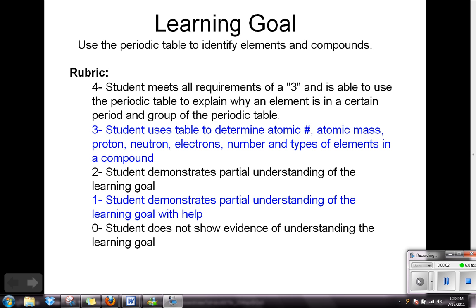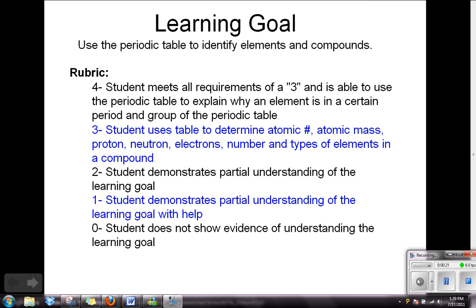Alright, let's go. The learning goal: use the periodic table to identify elements and compounds. If you are at a level 3, you are able to use the table to determine the atomic number, the atomic mass, the protons, the neutrons, the electrons, and the number and types of elements in a compound.